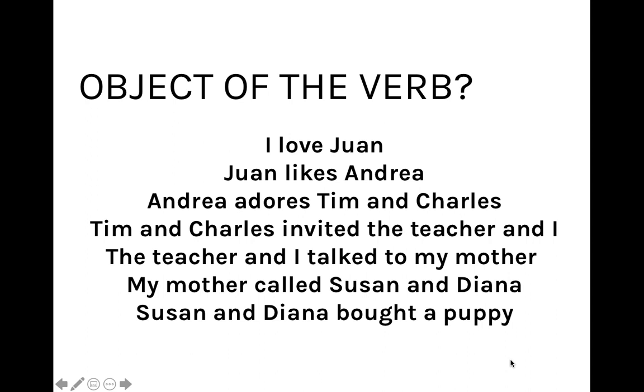In the first sentence, I love Juan, the verb is love. In the second sentence, Juan likes Andrea. The verb is likes. In the next sentence, Andrea adores Tim and Charles. The verb is adores. And Tim and Charles invited the teacher and I. In this case, the verb is invited. And the teacher and I talked to my mother. The verb is talked. My mother called Susan and Diana. The verb is called. And Susan and Diana bought a puppy.